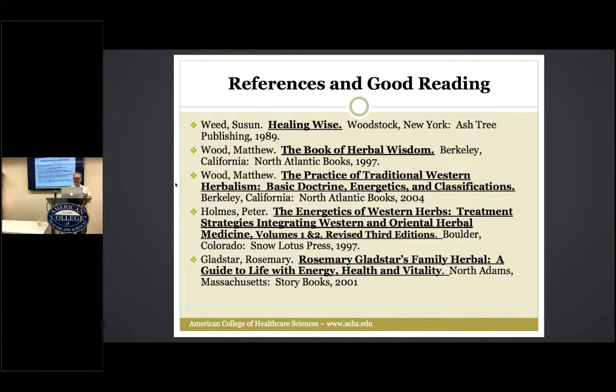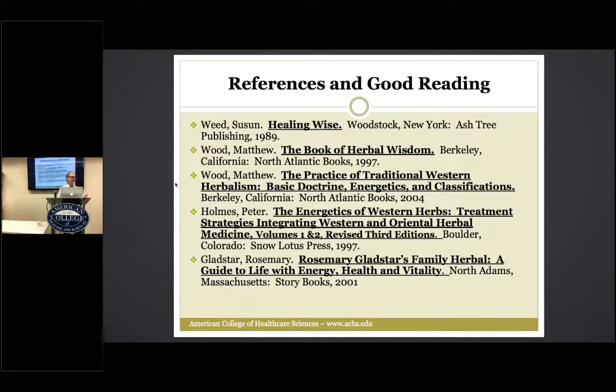Now, this is references and good reading. This is where a lot of stuff that I'm talking about comes from, except for my own experience, but these are the books that I always return to. You can write down author and the name of the book. You probably heard of Susan Weed and Matthew Wood. I like any of Matthew Wood's books, particularly The Practice of Traditional Western Herbalism, Basic Doctrine, Energetics, and Classifications.